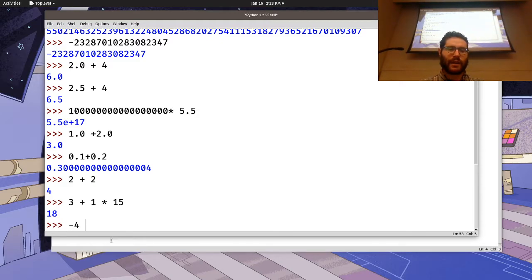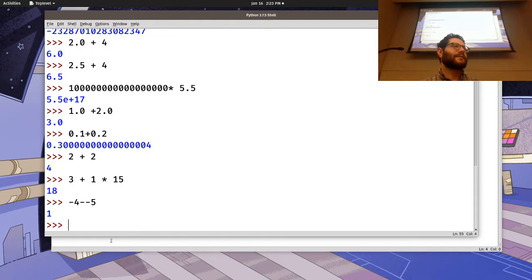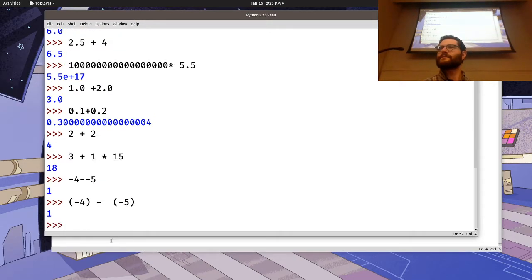subtraction, right? Negative numbers are perfectly fine. Negative 4 minus negative 5. We can even remove the spaces, I think, which looks terrible, by the way. Right? Minus 4 minus minus 5? No, that's negative 4 minus negative 5. And if you really want to, you can put it in parentheses just to make sure it's explicitly clear.